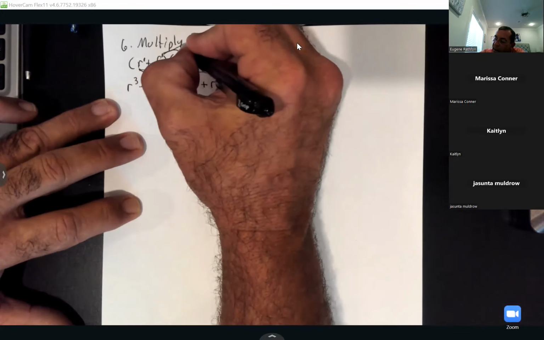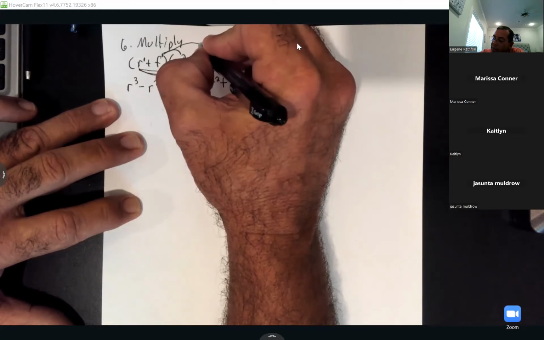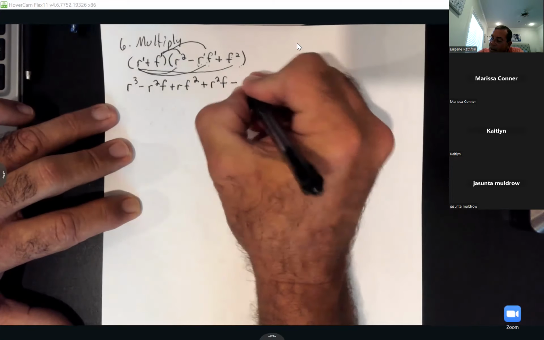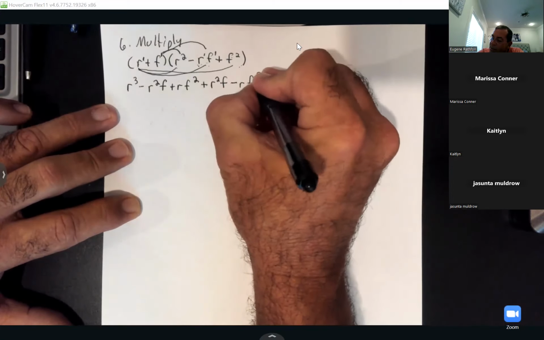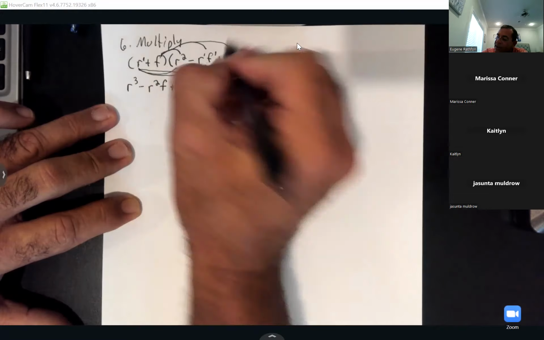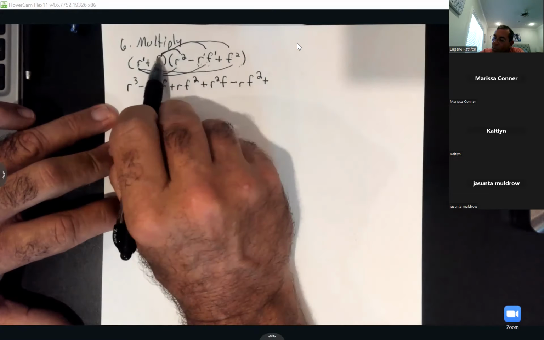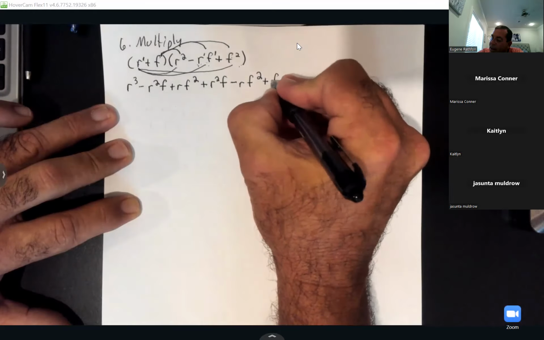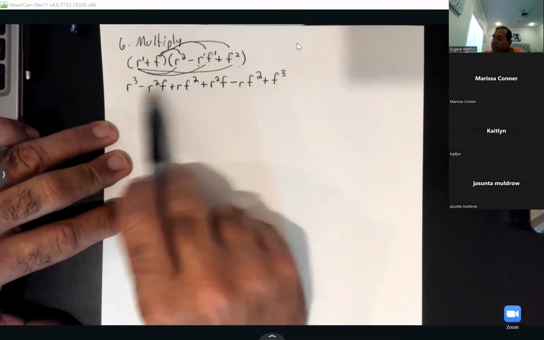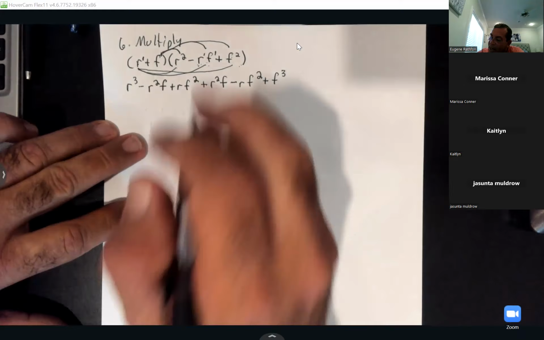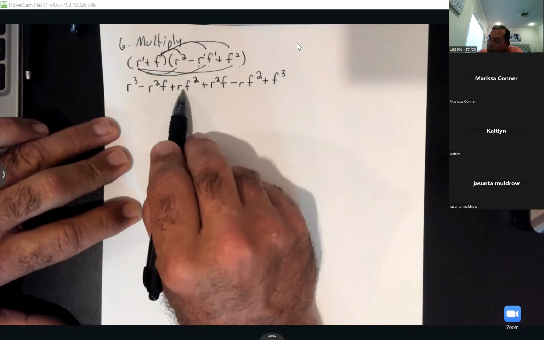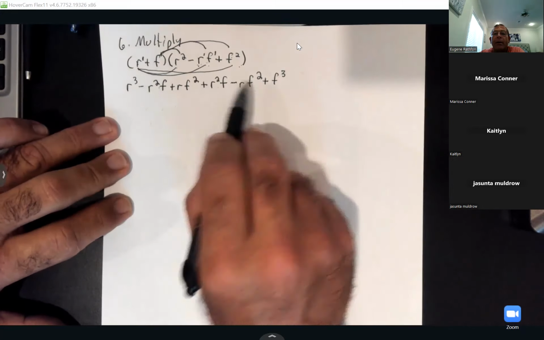This F times that negative RF will be a negative RF squared. And then this F times this F squared will be a positive, 1 plus 2 gives me a F to the third. All right, so now you can tell your like terms are going to be this R squared F and that R squared F. And then this RF squared and that RF squared. So let's see what we get.